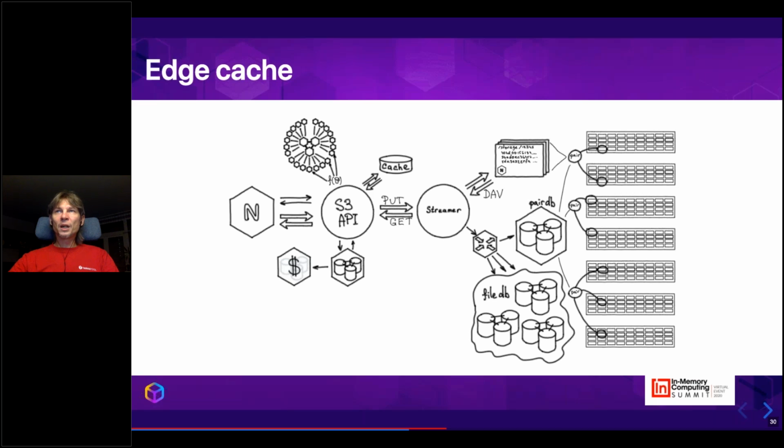S3 implies multiple access to the same objects. In other words, it's a hot storage. In the usual case, access to a single file is served by the full chain of services. We access the streamer, FileDB, PairDB, storages. However, multiple access to files is optimized with a local cache. The cache is multi-layered and implemented using Nginx, local SSD, HDD, and RAM disks.